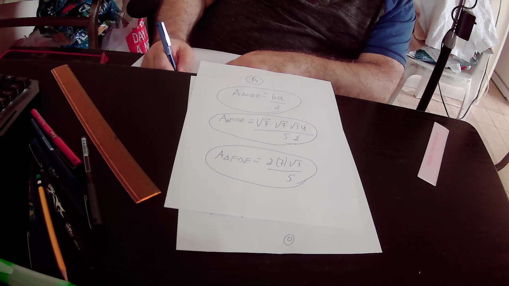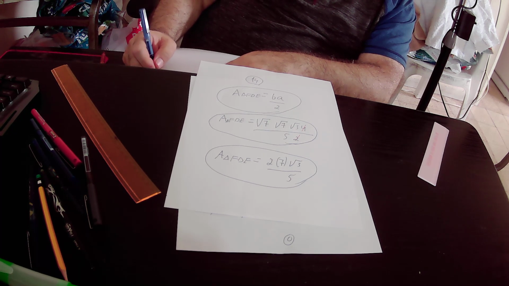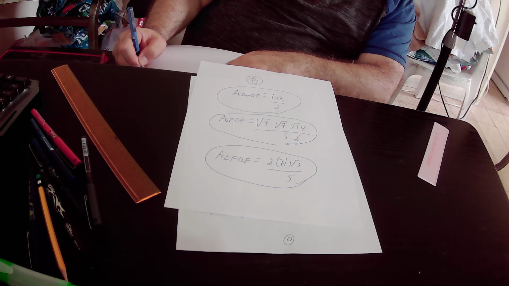So the area of the green triangle FDE equals 14 times root 3 over 5 square units.